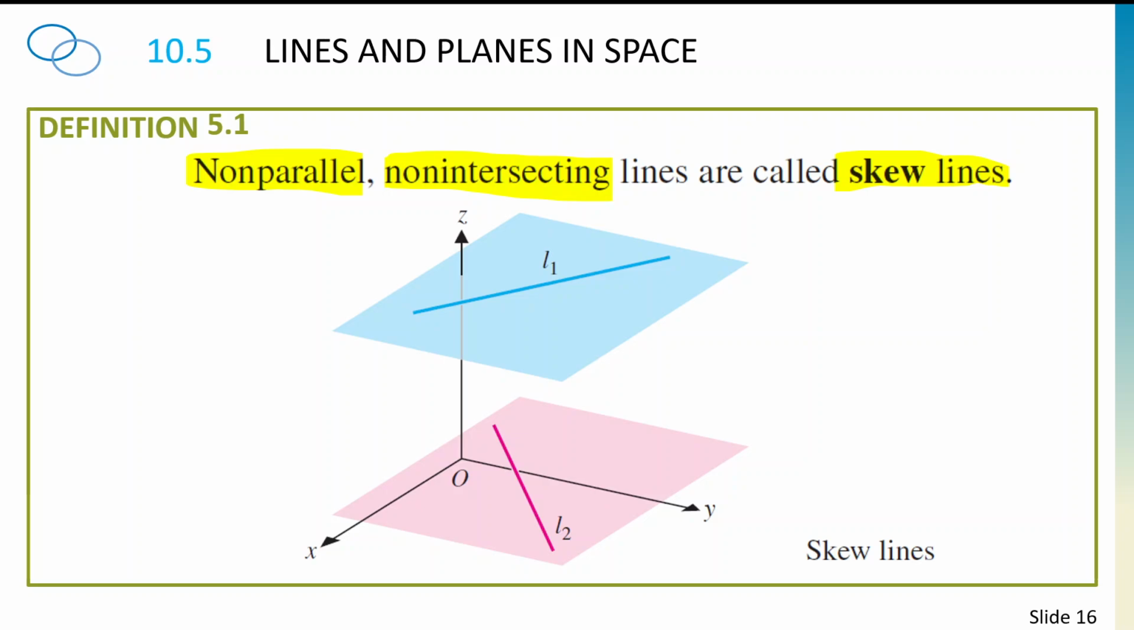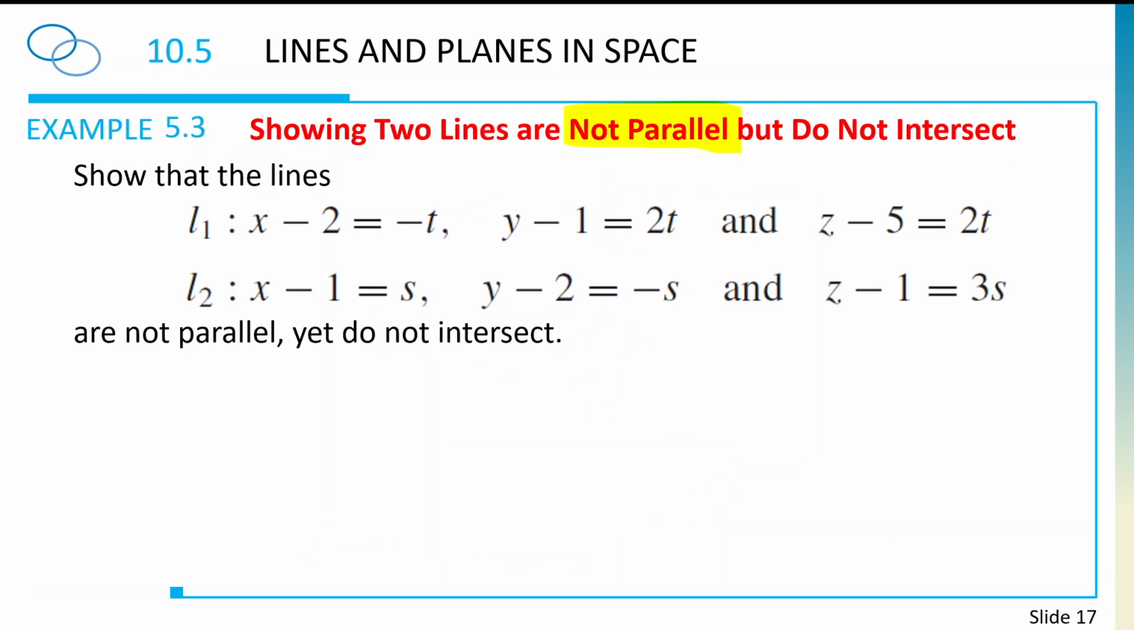Let's see the next example. What do we need to show? They give me 2 lines, and they ask me to show that these 2 lines are not parallel, yet they don't intersect. So basically, they are asking me to show that they are skew lines.